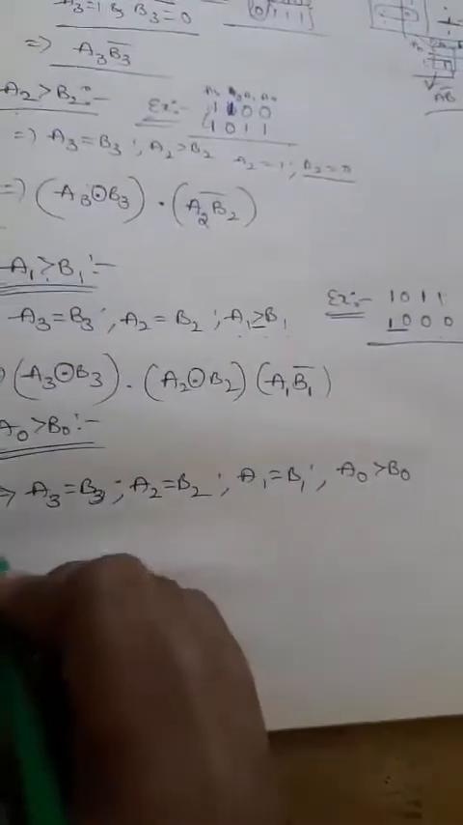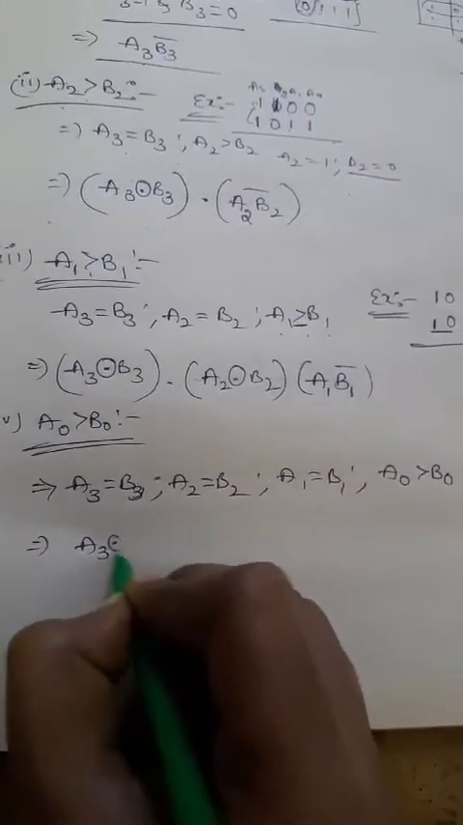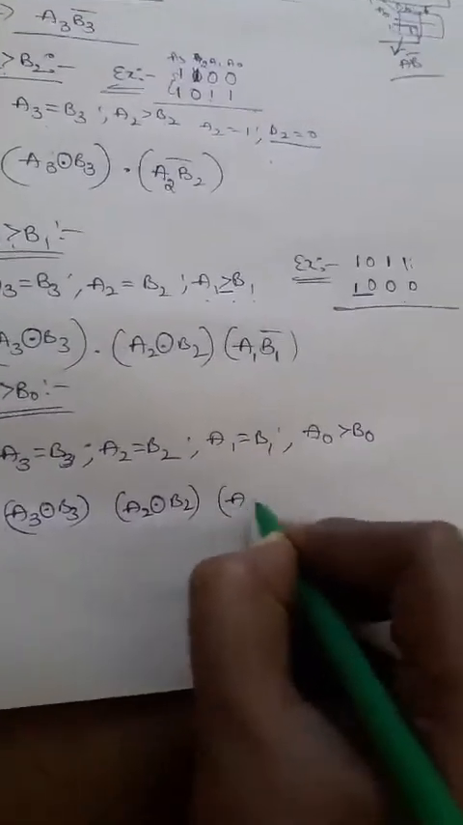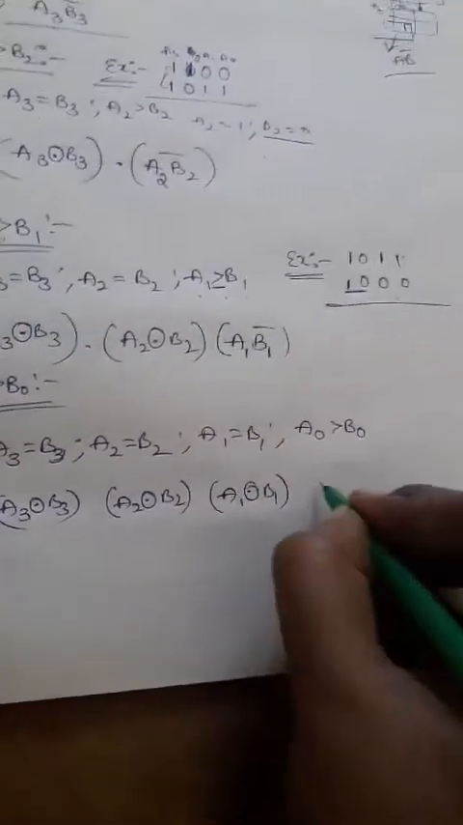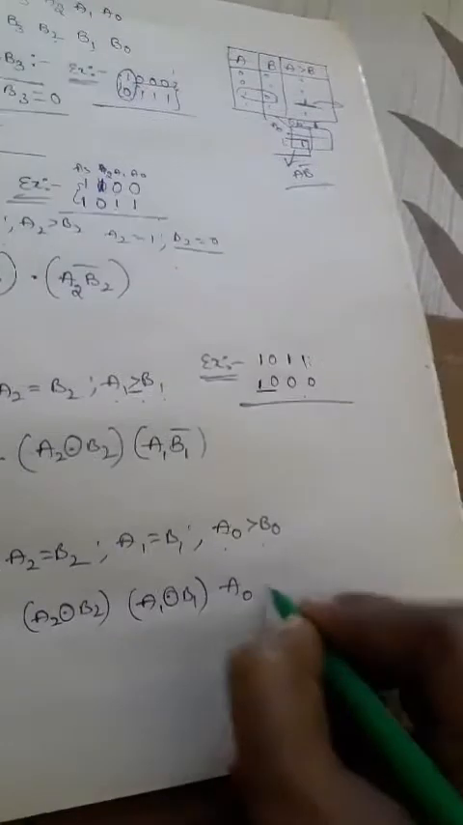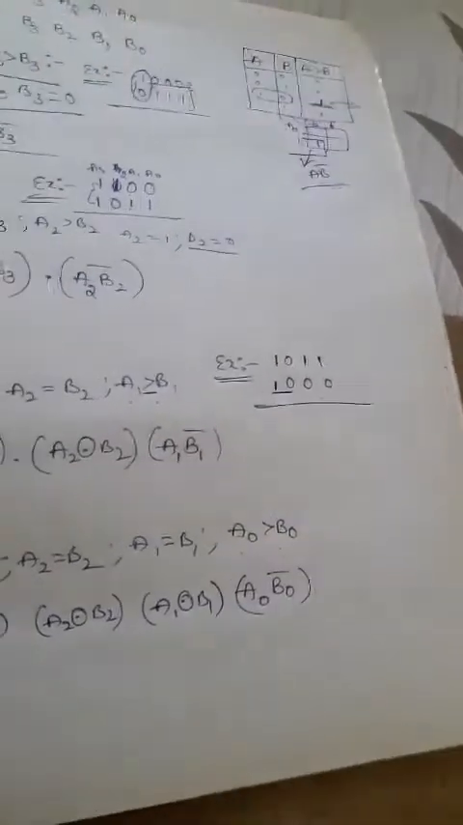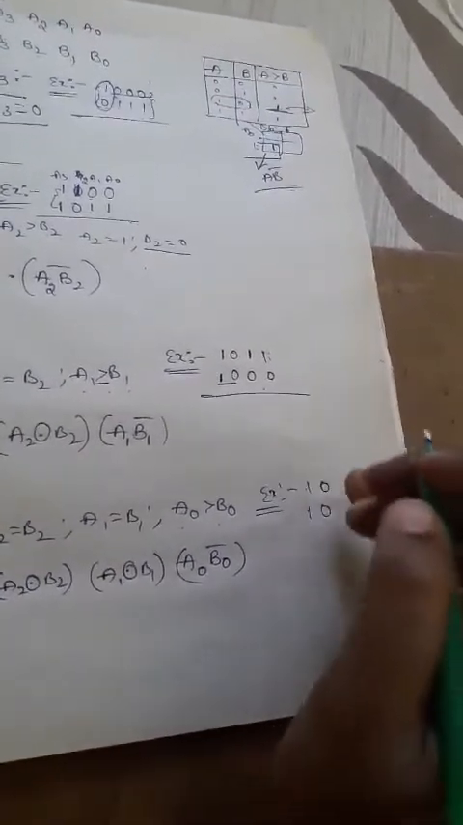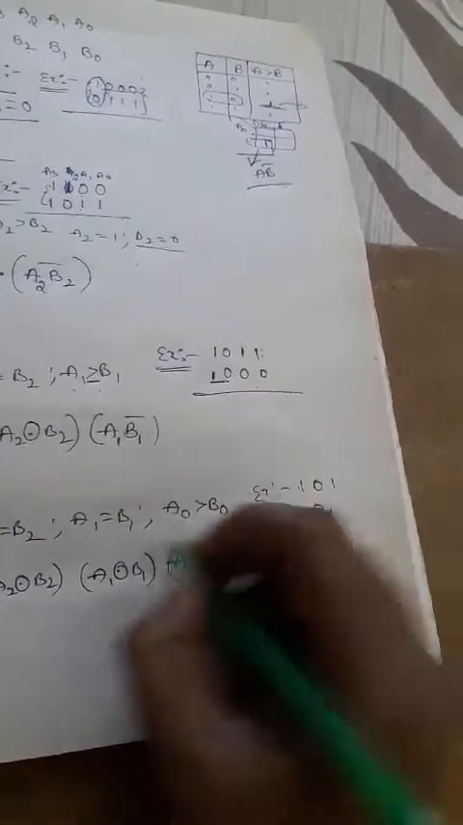Okay. So for this equal case, which output are we getting? A3 XNOR B3 and A2 XNOR B2 and A1 XNOR B1, and this greater than condition is nothing but what is the output greater than? With respect to those bits you can mention. So A0 B0 complement. Okay, so these are the examples we are choosing here. So I will go with A3 B3 equal, A2 B2 equal and A1 B1 equal, and A0 must be greater than B0. So this is the best example for this case.